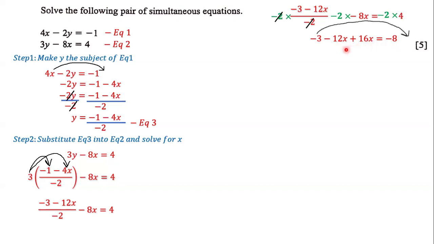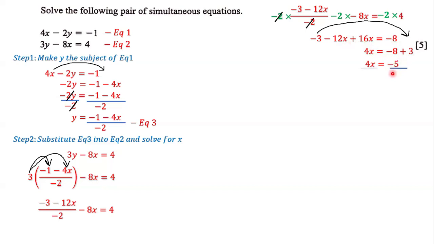The next thing we're going to do is send the -3 over the equal sign. When we send it over the equal sign, it becomes a positive 3. And so we have -8 plus 3. But what do we also have? Well, we have -12x plus 16x. We combine them: -12x plus 16x is going to be positive 4x. And so we have 4x is equal to -8 plus 3, and -8 plus 3 is going to be -5.